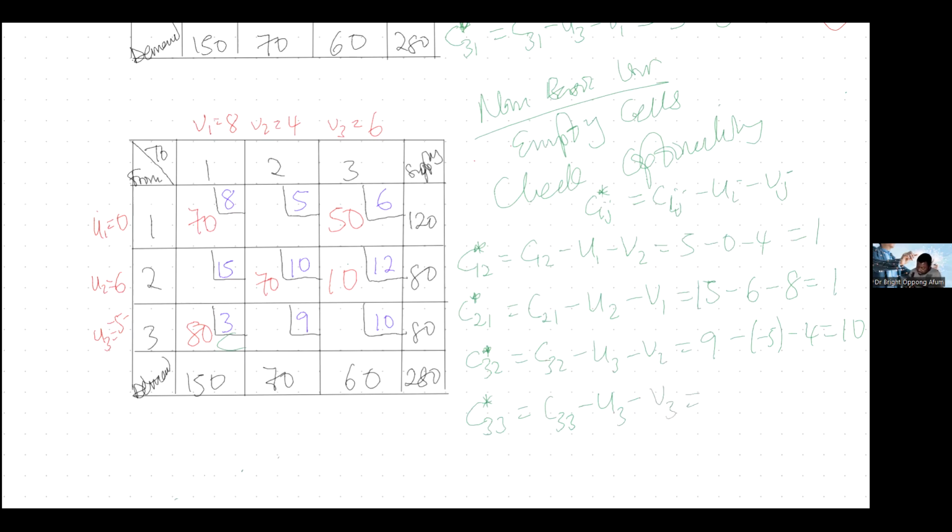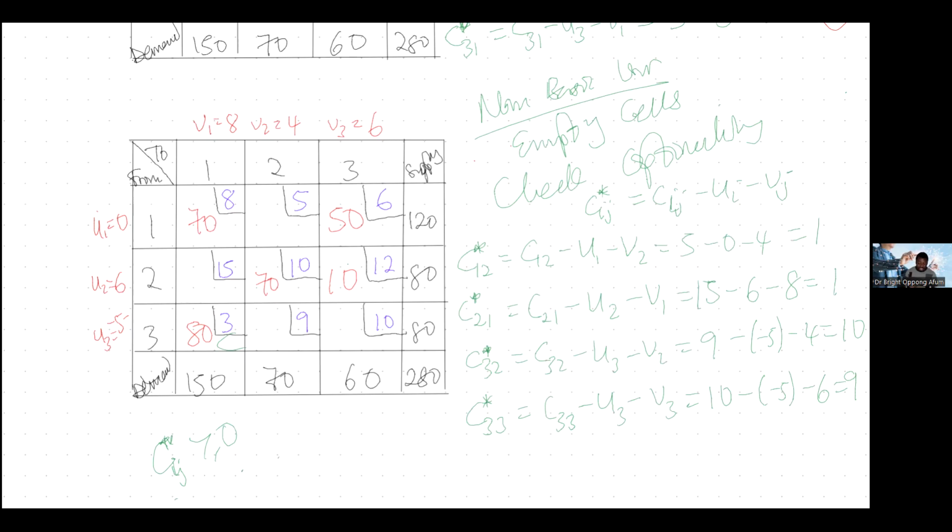C33 is 10 minus U3, which is negative 5. Oh, good for us. And V3 is 6. So that is 15 minus 6, and this is 9. All right, good. So here we see that for the net change, all of them are greater than or equal to 0. This implies that there is no possibility of reducing the cost further, so we say that the solution here is optimal.